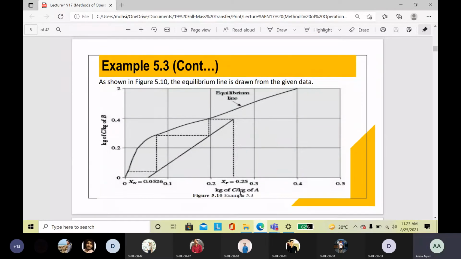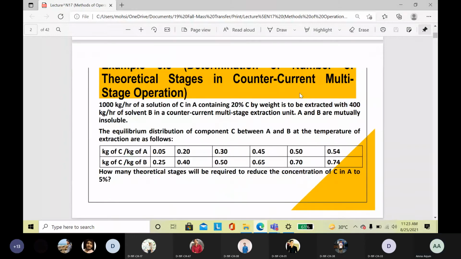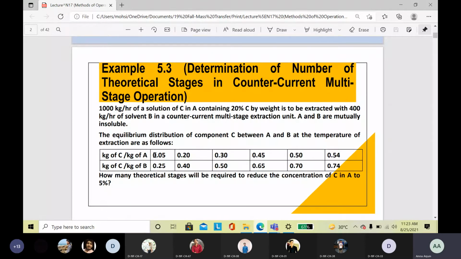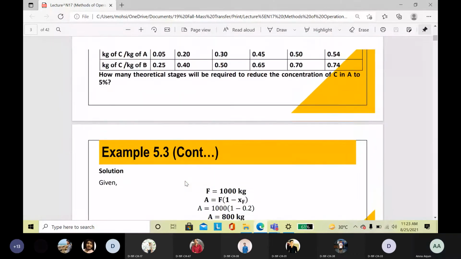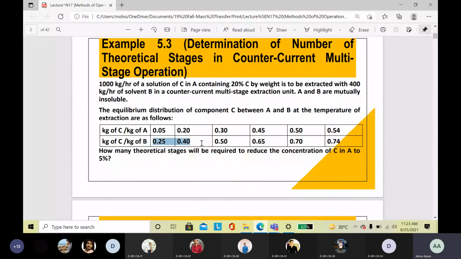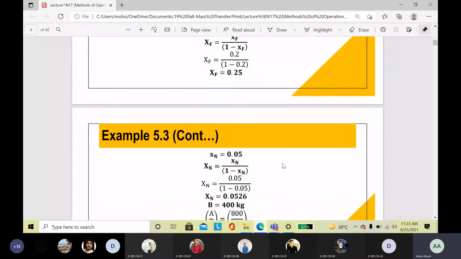As shown in figure 5.10, we can draw the equilibrium line from the given data, that is kg of C per kg of B and kg of C per kg of A. From the values given, we will draw the equilibrium line. How? On the y axis we have kg of C per kg of B, these are the y axis points, and the upward ones are the x axis points. From these points we will make a curve, which we will call the equilibrium curve.